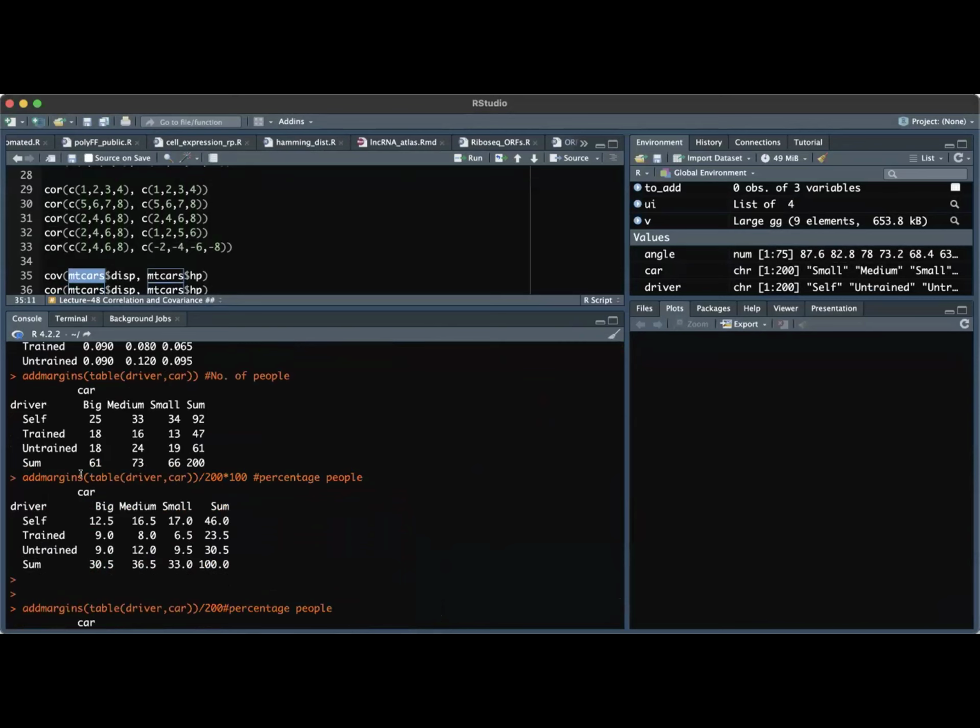If you want percentage, you do this. You basically do addmargins of table of X comma Y divided by the total number of people, or the length of any of these variables, times 100. If you do this, you'll get a table that looks like this. This tells you the percentage of people. So these are the percentage of self-drive people having big cars. So that's how you read it. All these numbers are joint probabilities, and these numbers are marginal probabilities.